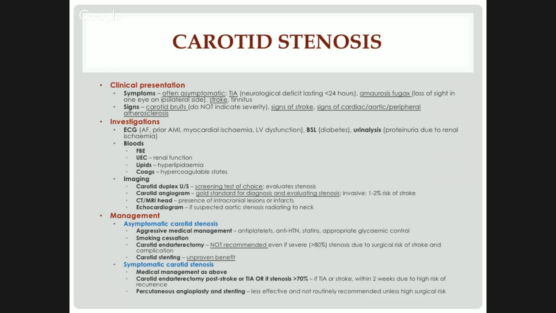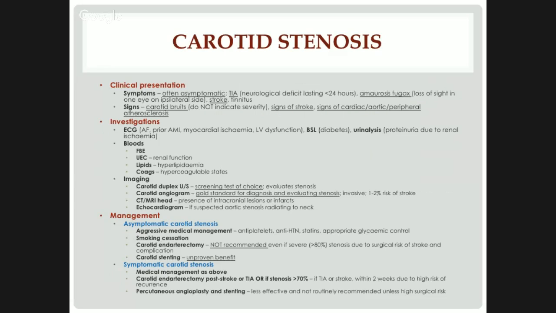So if someone came in with carotid stenosis in an OSCE, you'd say, I'd like to do an ECG, an echocardiogram, look for any hypercoagulable states, and I'd like to do a carotid duplex ultrasound to evaluate their carotid arteries. If I find stenosis and I think they might require referral, I'll go on to give them a carotid angiogram. The reason you don't jump straight to the angiogram is because it has a 1 to 2% risk of stroke. So you don't want to expose them to that risk unless you absolutely have to.